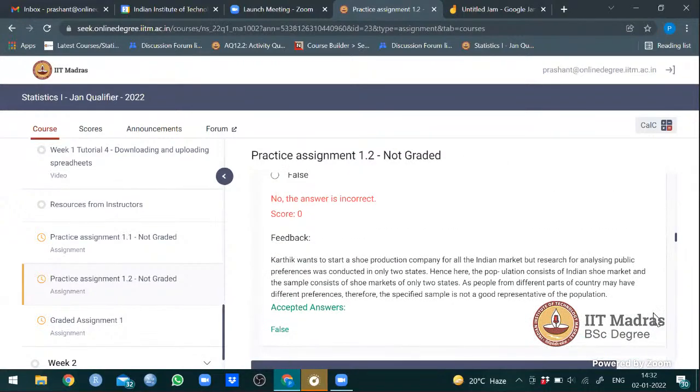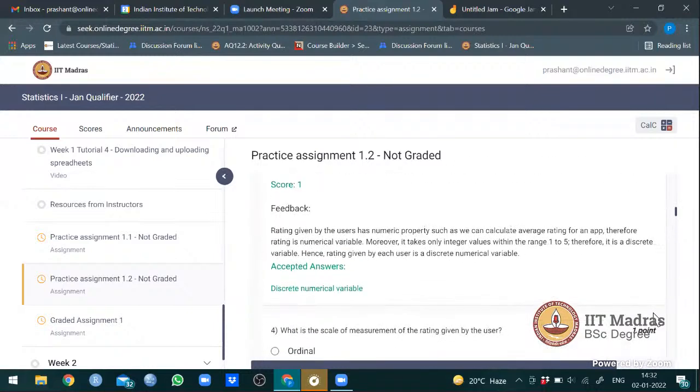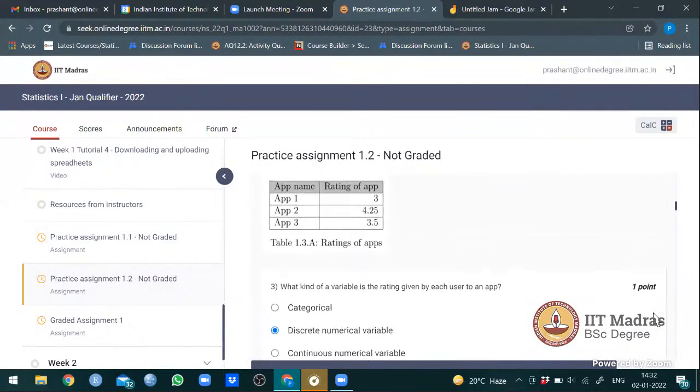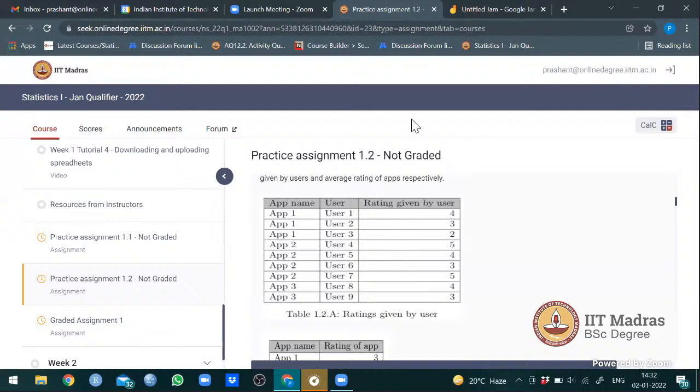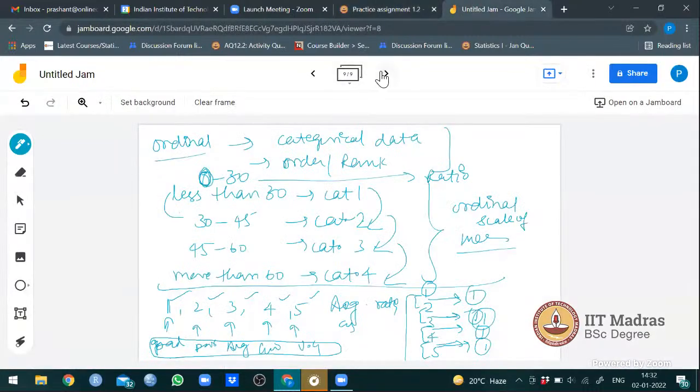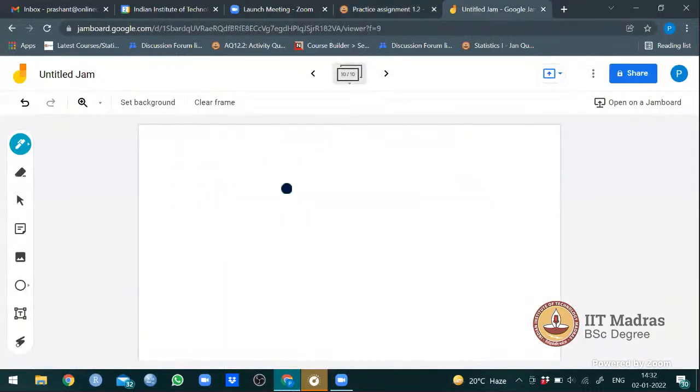Third and fourth, right? Yeah, okay, fine. I will explain. It's a discrete numerical. Okay, let me explain. Discrete has an integer, and continuous can be decimal values. No, you can't say it like this. Discrete is not only integer, and decimal also comes under the numerical.